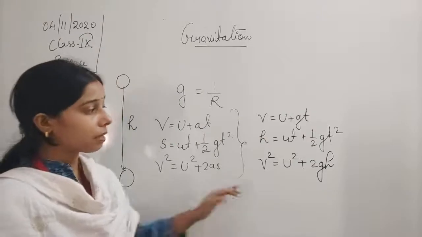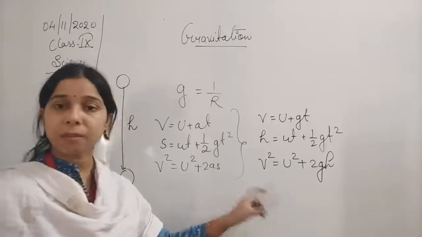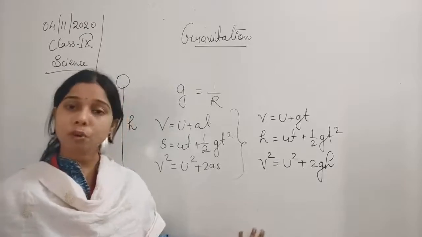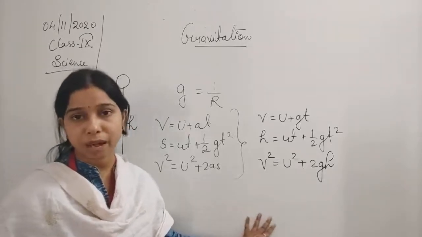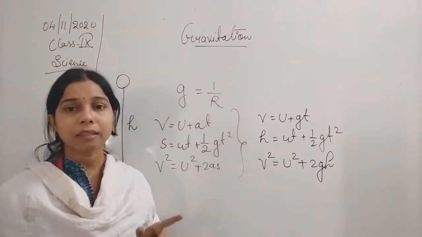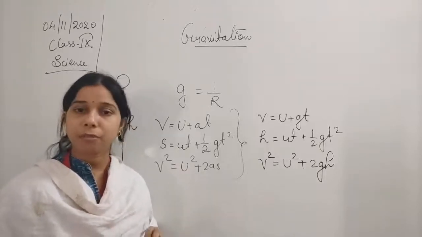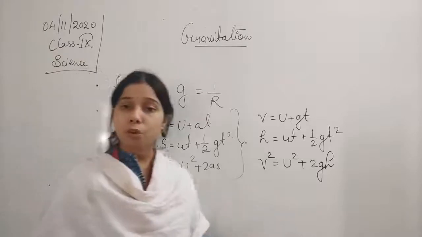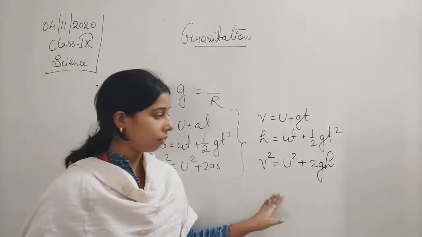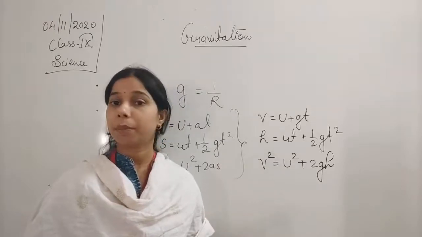On the basis of this we have to solve the numericals related to it, and there are some points we should know. If we talk about g, the acceleration due to gravity: if an object is dropped from a certain height, g will be positive. If we throw anything in the upward direction, g will be negative.